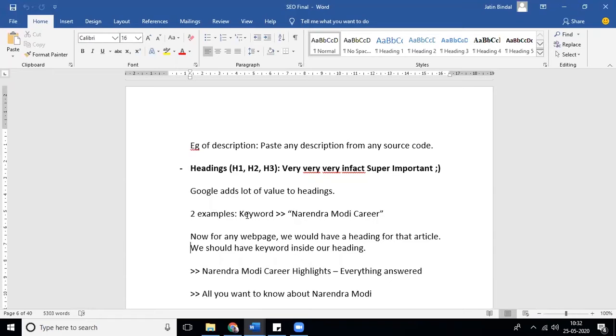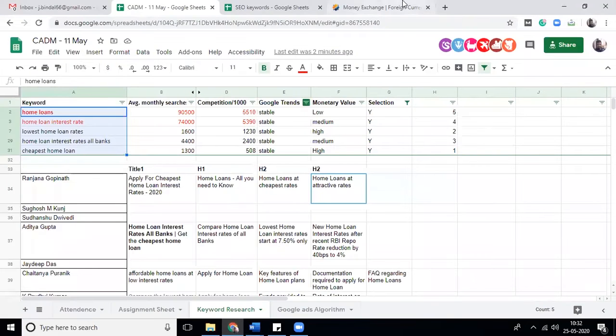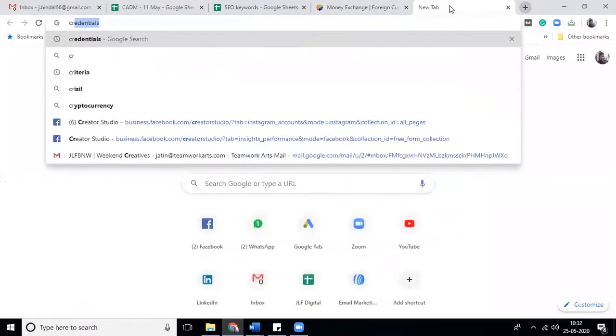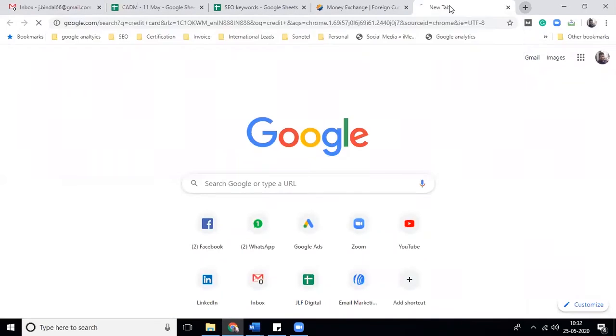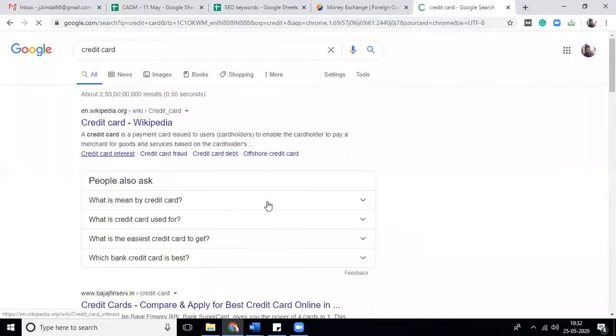I mean, the details of the particular page description. Otherwise, how will a user take a decision? Like, if I have to take a credit card, I will Google it. Yeah, okay. Any shows on a page?